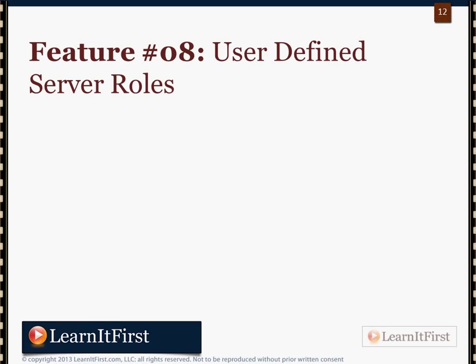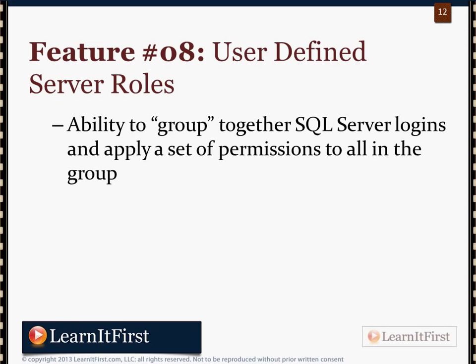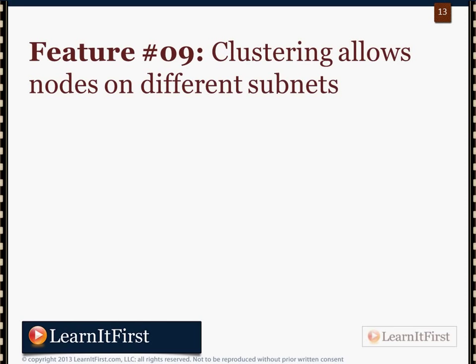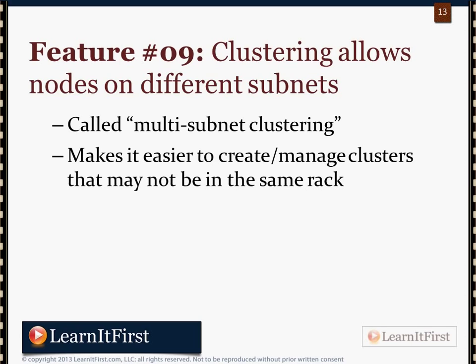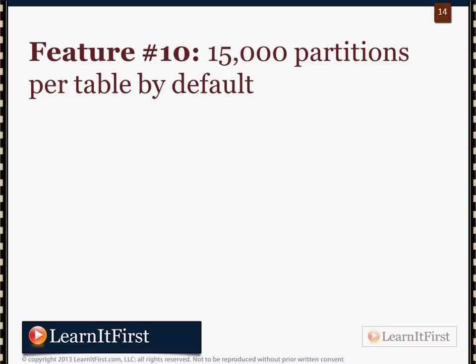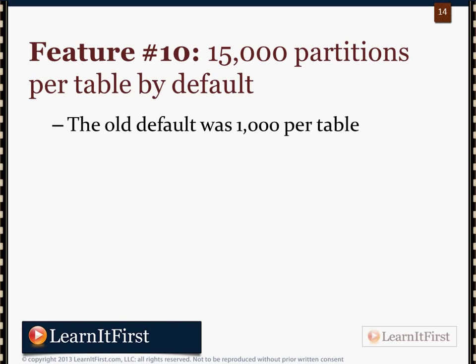Probably my favorite feature other than AlwaysOn would be user-defined server roles. This is the ability to group together logins and apply permissions at the login level. We'll see that in chapter 5 or 6, whatever our security chapter is. Let's see, number 9 would be multi-subnet clustering. So no longer are you limited to being in the same rack on the same subnet with your cluster. You can actually cross racks, cross routers. We'll talk more about that in course 172, the HADR. Let's see, another enhancement or evolution: we have more partitions. We'll talk about partitions in chapter 10. Sorry, I didn't mean to jump ahead. We have 15,000 partitions as the new default limit.